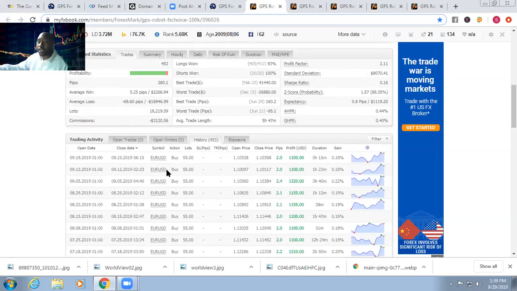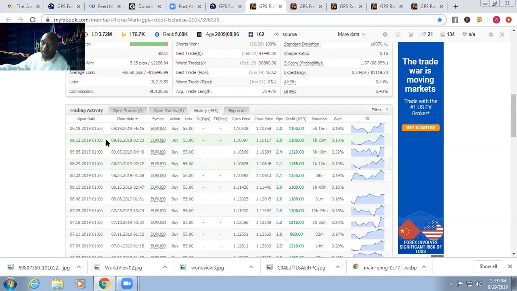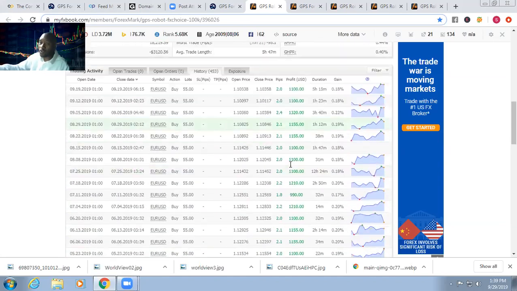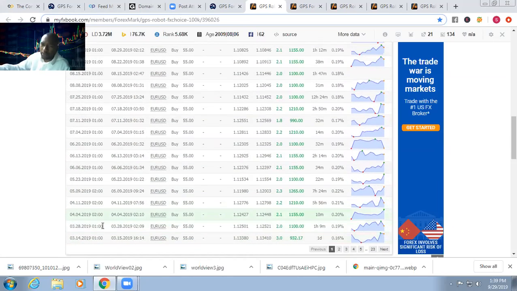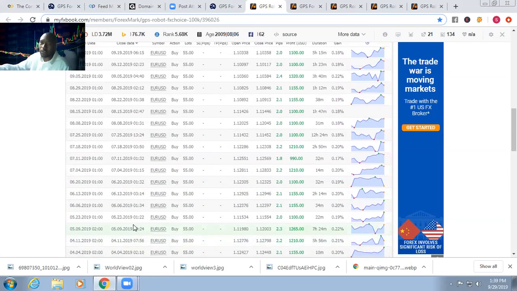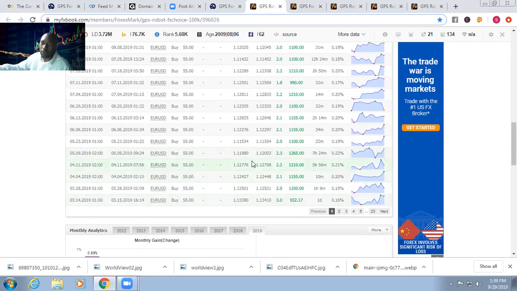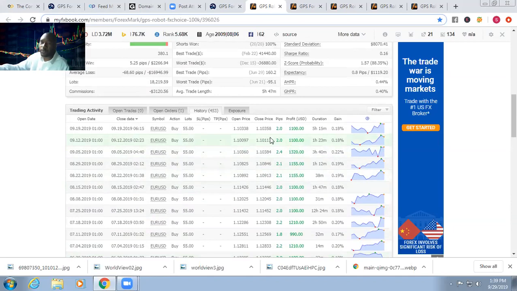As you see, when this robot makes trades, it did really good, and it hasn't lost a trade. This is pretty sweet. Just on this account since 3/14 of 2019, it's been pumping out cash. You see 1,100 one day, 1,100 another day, 13, 20, 1,100.